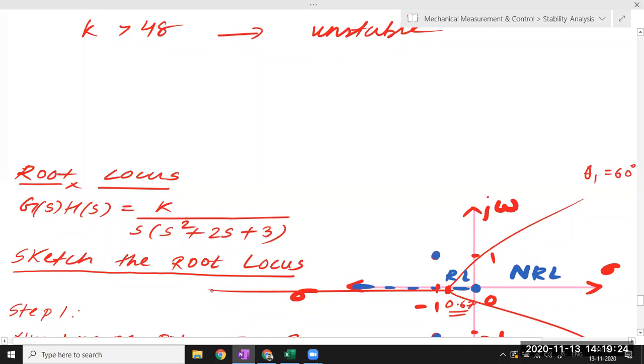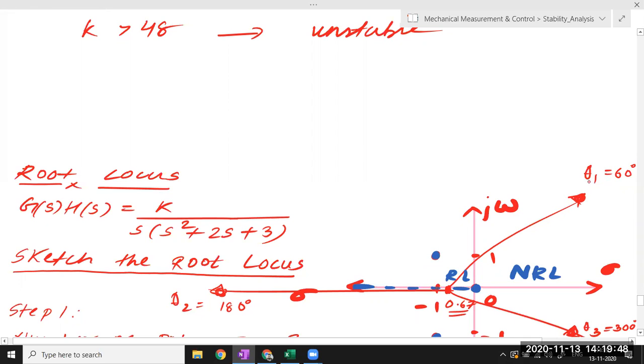Theta 1 is equal to 60, theta 2 is equal to 180, and theta 3 will be equal to 300 degrees. Is everyone okay with what I am doing? Don't draw this arrow. Just draw these lines, and if you don't want to write the angle here, you can write it at the line also. That will be okay.